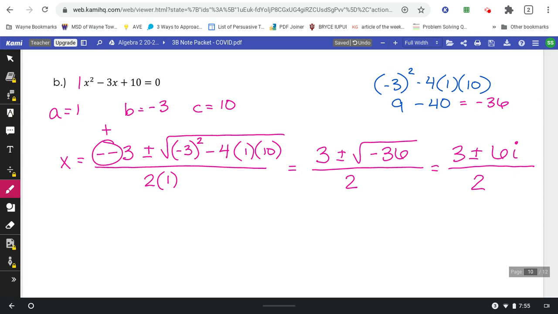Now, this one is not able to be reduced. 3 and 6 have something in common, but the 2 would not. So 2, 3, and 6 are as low as I can get these problems to be. So that's going to be my final answer. No reducing on that problem.